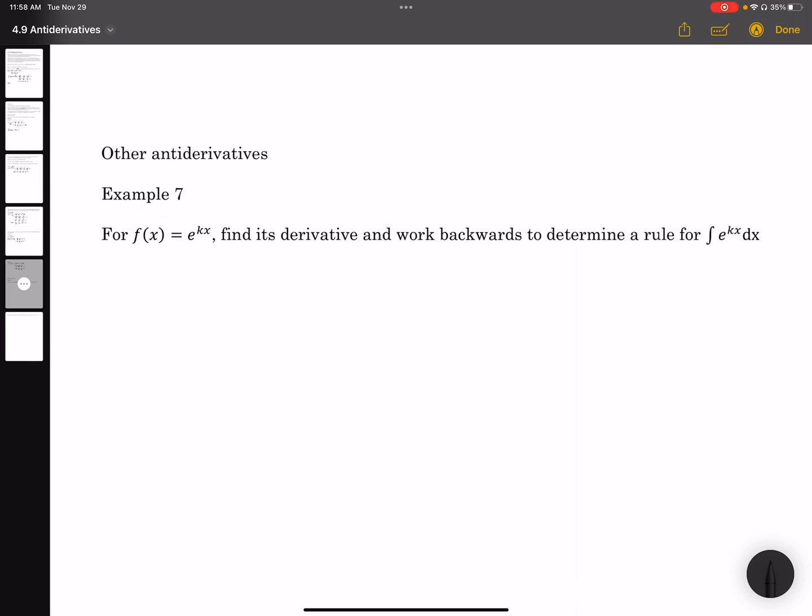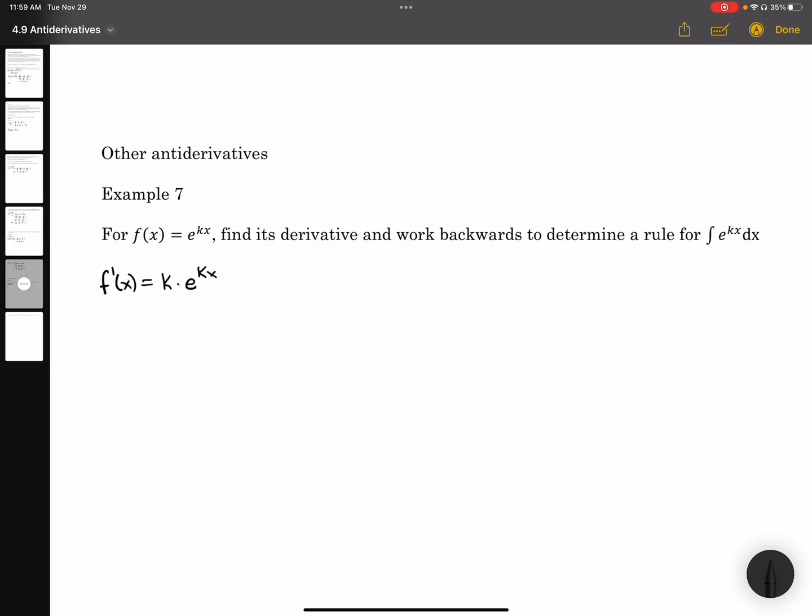For the exponential function, we'll see if we can come up with a rule for its derivative, antiderivative. So if f of x is equal to this, f prime of x using the chain rule is k times e to the kx power. So to get the derivative of the exponential function, we multiply by the derivative of the exponent. To get the antiderivative, we want to divide by the derivative of the exponent.